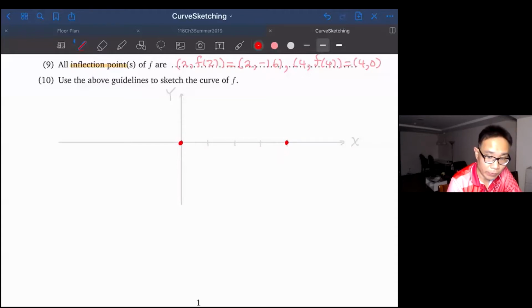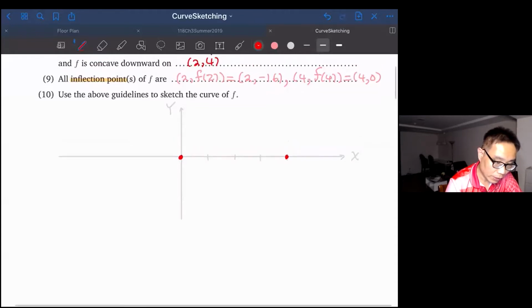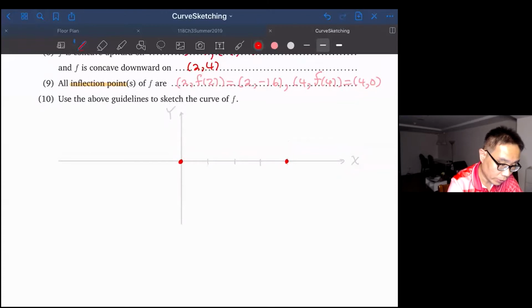I plot them. And I also have to plot (1, -27). So it's going to be something here, (1, -27). Let me draw it down here. So this one will be negative 27. So this one is 0, 1, 2, 3, 4, and this point is negative 27.